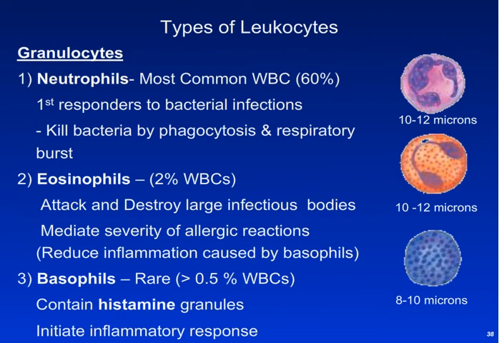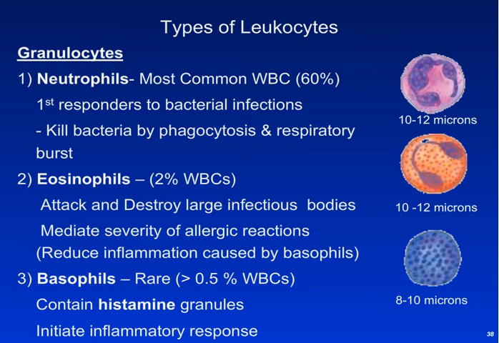The last group of granulocytes are the basophils. As the name implies, these have dark purple staining granules, and the granules are very numerous, so numerous that you can't even see the nucleus of this cell. This cell is quite a bit smaller than neutrophils or eosinophils. It's about 8 to 10 microns, which makes it just a little bit larger than a red blood cell.